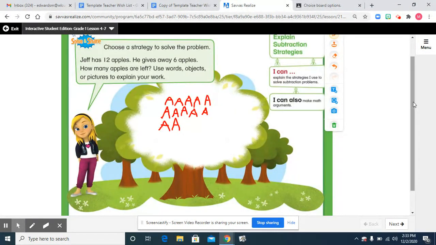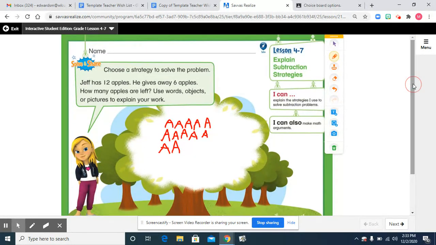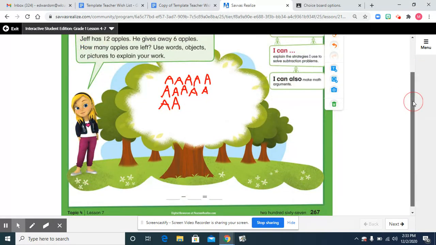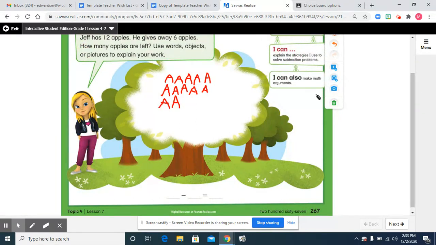So if he's taking away, that means we are subtracting. So what's a good way to show taking away? Crossing out apples. So it says he gives away 6 apples. So cross out 6 apples. 1, 2, 3, 4, 5, 6. Now all we have to do is count up how many apples are left.